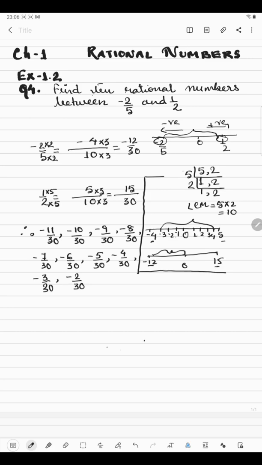So that means we will multiply by any number according to our need. So it will be this. You can write from here also, we can start 14 by 30, then 13 by 30, 12 by 30. This way also you can write this. So in this way we will find 10 rational numbers in between.